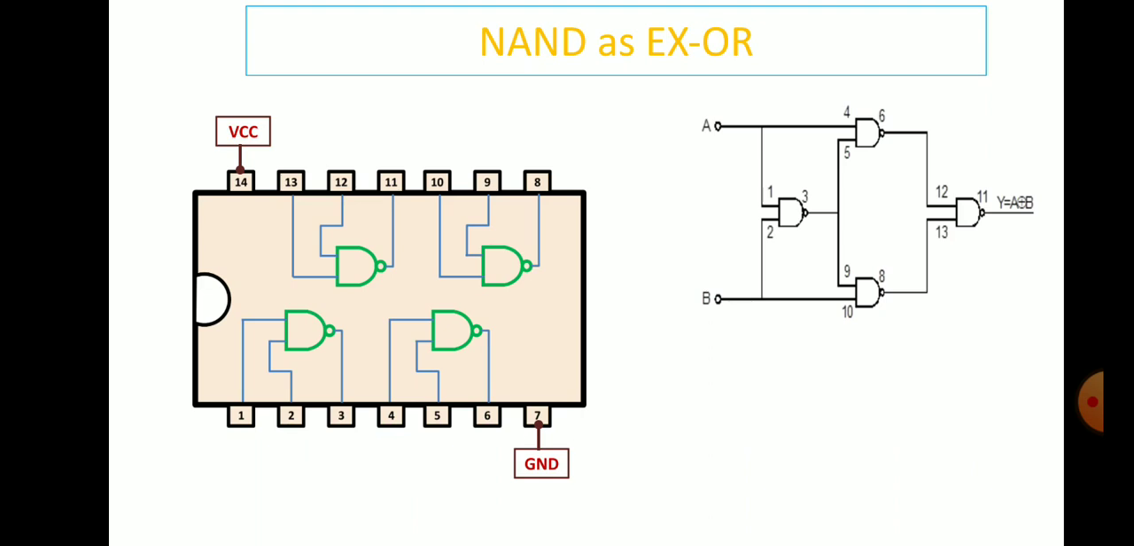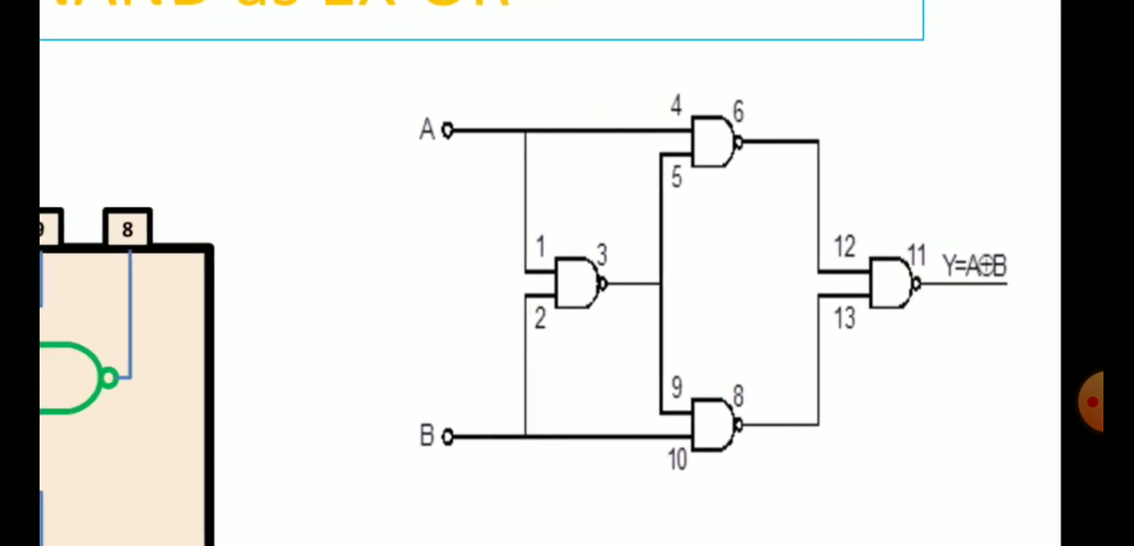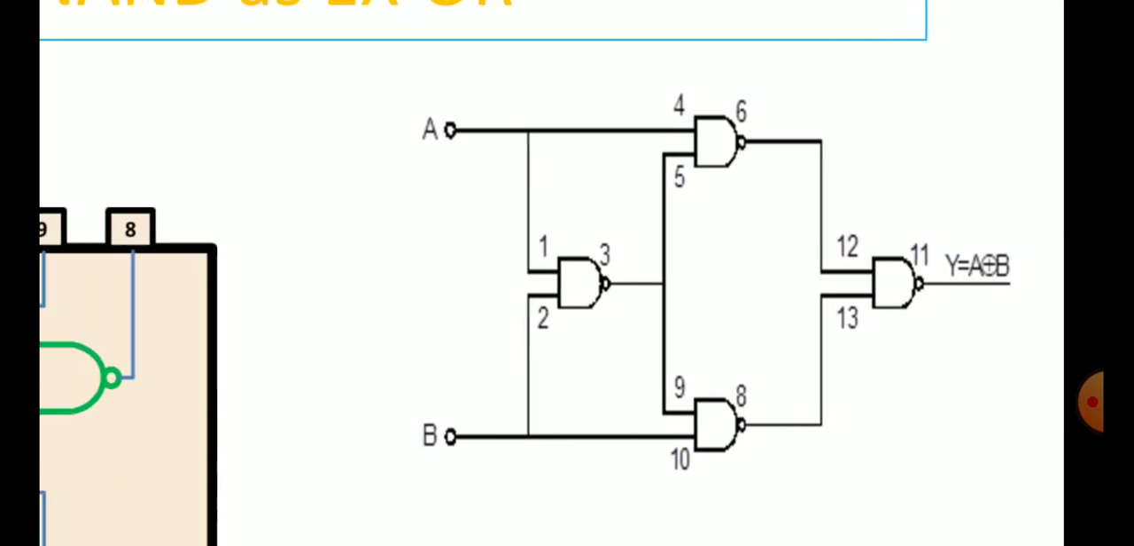Then, with the help of NAND gates, we can also construct an XOR gate. As usual, we connect the power supply for this IC. It is mandatory for its operation. Then what we are doing? Pin number 1 is connected to pin number 4. Pin number 2 is connected to pin number 10.